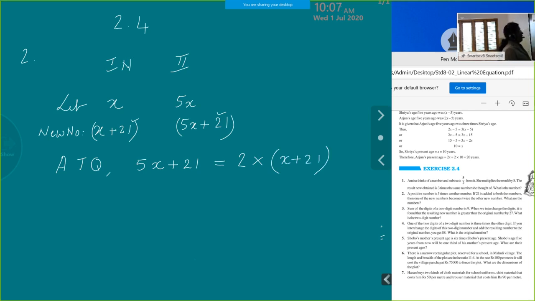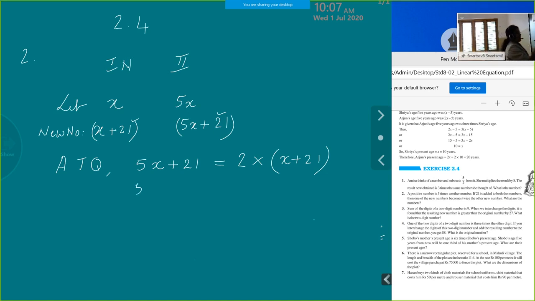Please take care of the sign on the right side. 2 into bracket x plus 21. Never write 2 into x plus 21. This is a wrong expression. I hope you can understand the difference between these two expressions. So please do it carefully. x plus 21 is the number that should be multiplied.